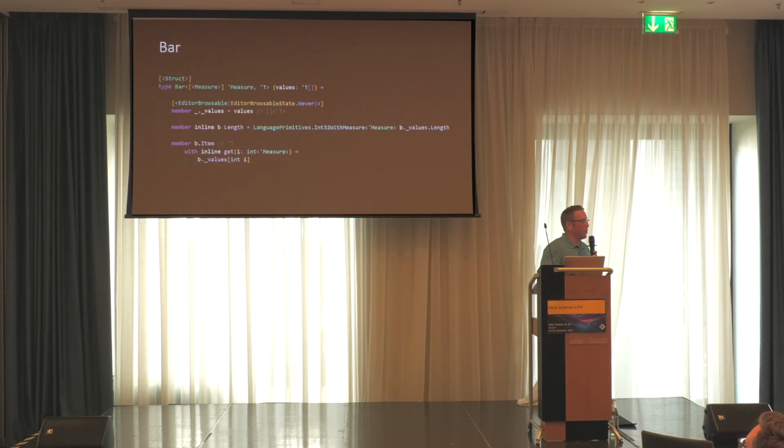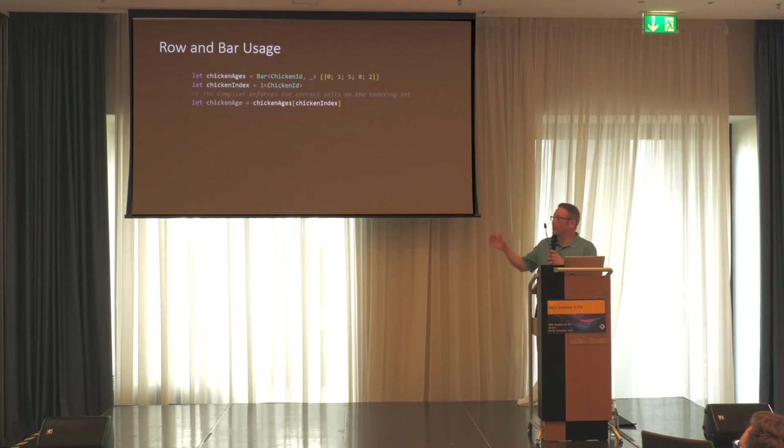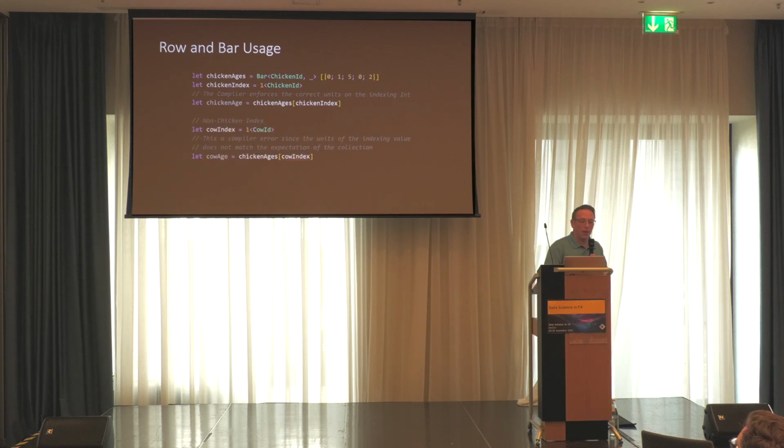Bar is essentially the same thing, but it is read-only. So what does that give us? Well, it means, in this case, I can create this chicken ages bar. Bar is a read-only wrapper of an array, and it's saying you must use an integer with a chicken ID unit of measure for accessing this data. And so in this case, it's working because chicken index is an integer with a unit of measure, chicken ID.